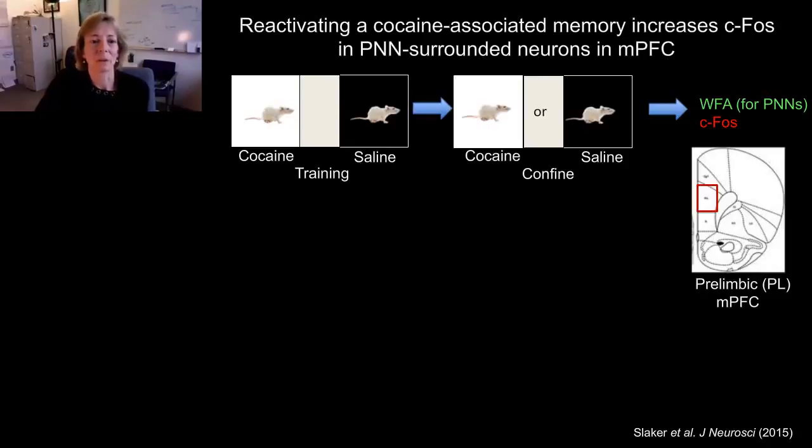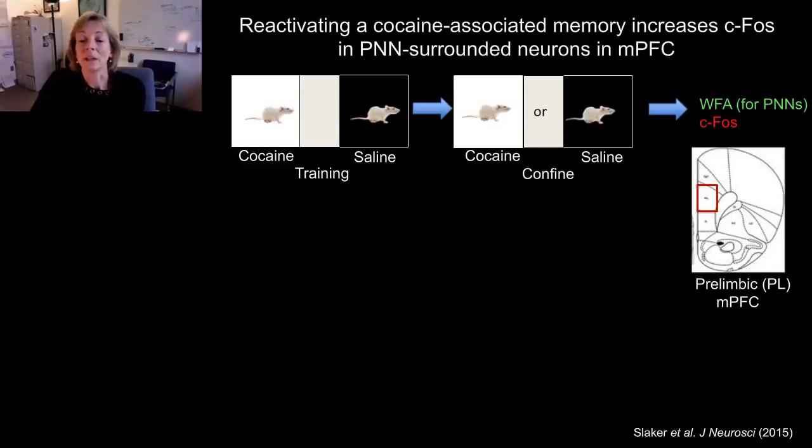So here's what we did. This is what Megan did: she trained the animals, as I just mentioned, with cocaine on one side and saline on the other side. Then after a period of time, after they were trained, she confined the animal to either the cocaine-paired side or the saline-paired side. This would reactivate the memory on the cocaine side. And that was the idea.